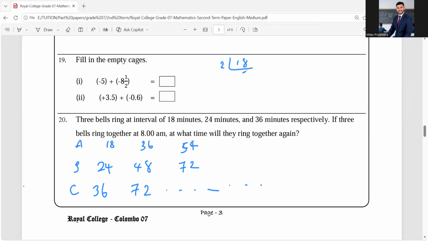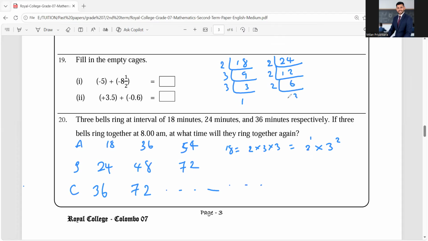18 divided by 2, 9 divided by 3, 3 divided by 3, 1. Then we can write 18 equals 2 into 3 into 3, which is equal to 2 to the power 1 into 3 to the power 2. Okay, then let's go with 24. We divide by 2: 12 divided by 2, 6 divided by 2, 3 divided by 3, 1. You have 24, which is equal to 2 into 2 into 2 into 3, which is equal to 2 to the power 3, 3 to the power 1.